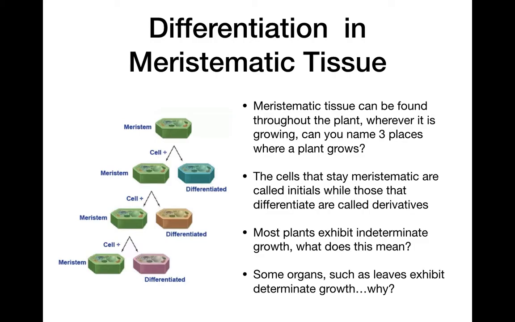But some organs, such as leaves, exhibit determinate growth. They only grow to a certain size and then they stop. So why would they stop growing? Well, one reason is we need to have the leaf big enough that it can still be supported by the plant. And if leaves grow too big, they're going to be shading other leaves, and that means other leaves can't photosynthesize. There's a balance between having leaves that are big enough to get lots of sunlight and lots of photosynthesis, and not having them so big that they shade other leaves or are too heavy and bulky.